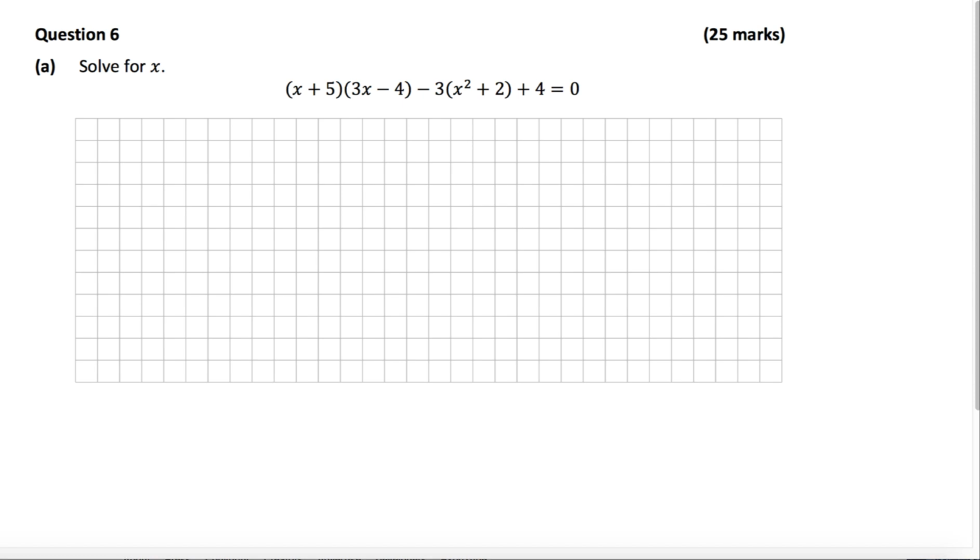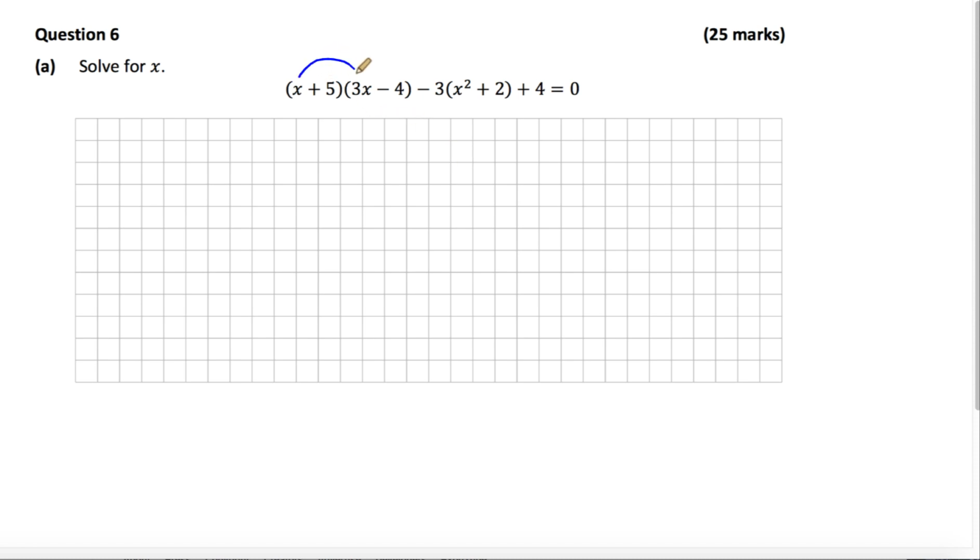So this is the 2018 Leaving Cert Ordinary Level Paper 1 and we're looking at question number 6. Part A says solve for x and it gives us this equation here. So we're going to multiply out the brackets, tidy it up and see what we're left with then.